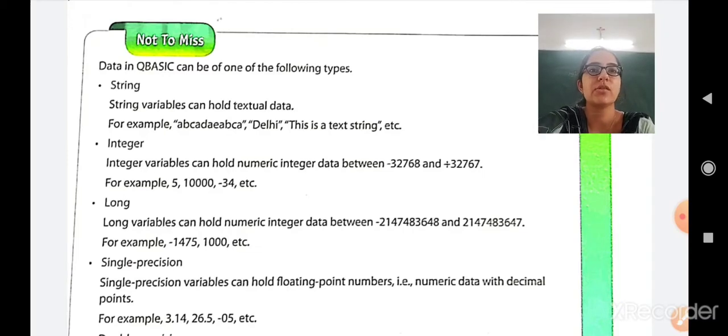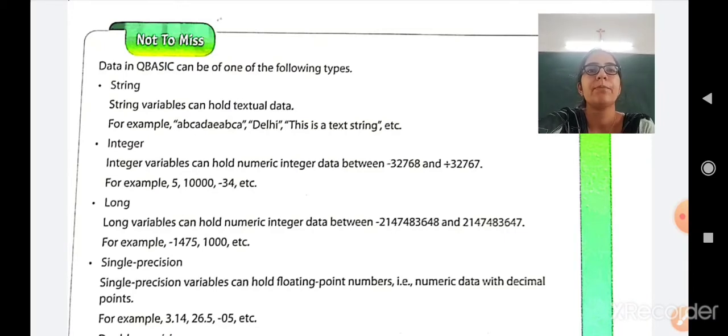Second is integer. Integer variables can hold numeric data between minus 32768 and plus 32767. For example 5, 10,000, minus 34. So every number, whether a positive integer or a negative integer, is stored in integer variables.